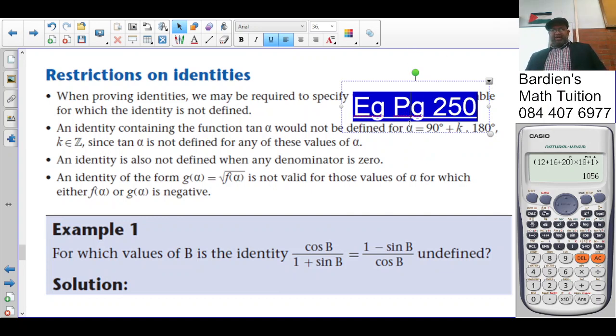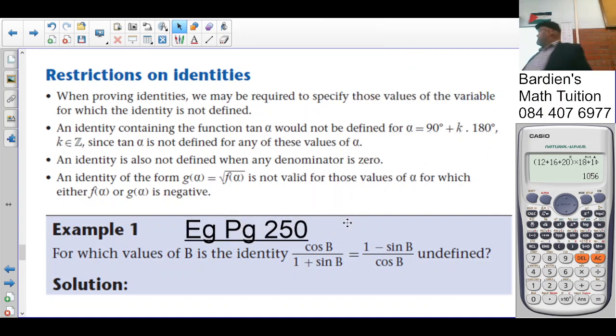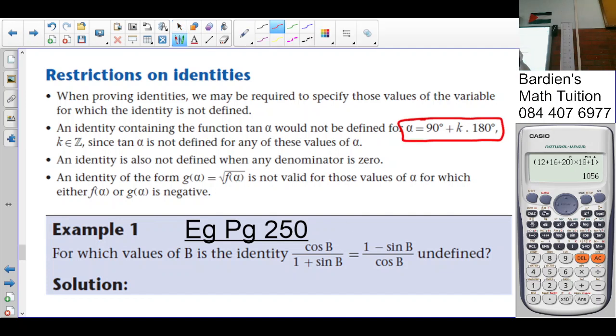So at this point we're looking at restriction on identities. When proving identities, we may be required to specify those values of variables for which the identity is not valid or invalid. Okay? So, any identity containing a function tan of alpha would not be defined for alpha equal to 90 plus k times 180. What does that mean?